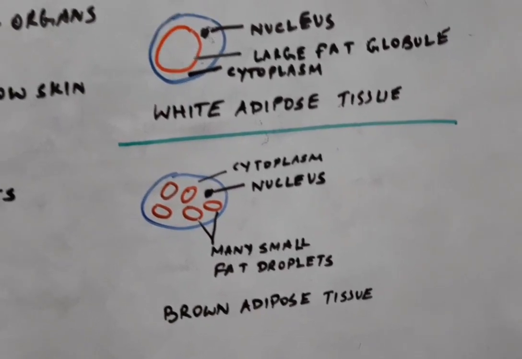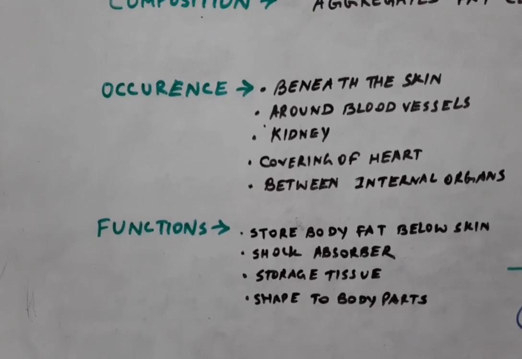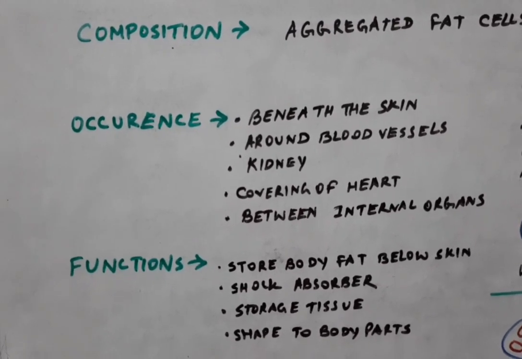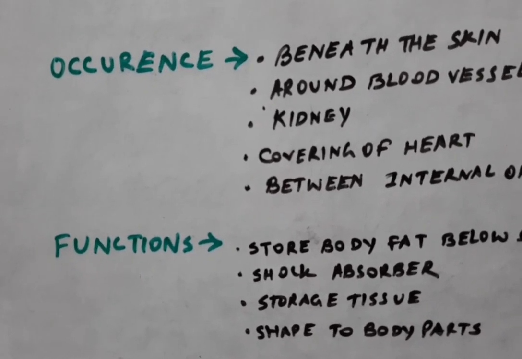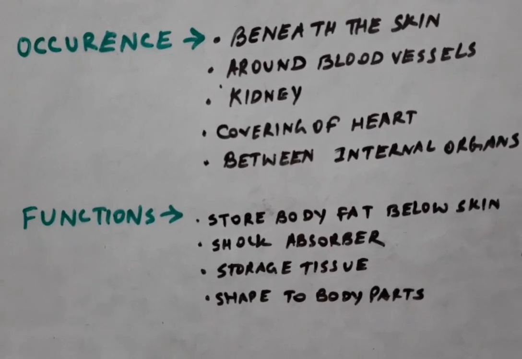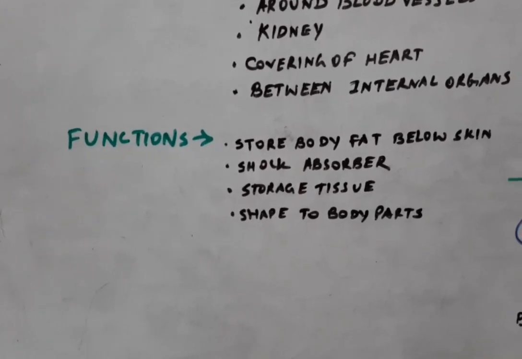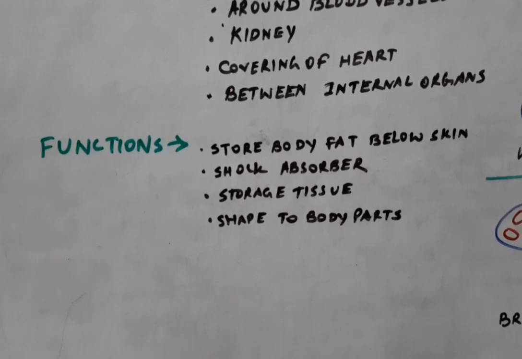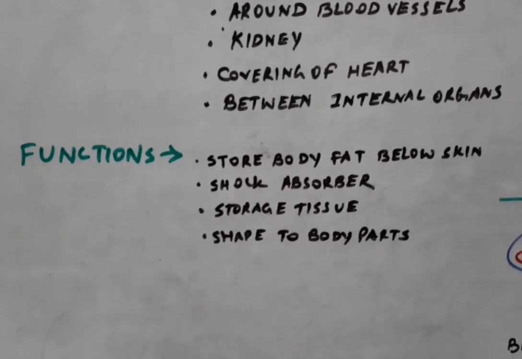Now, where are these adipose tissues present? They are present beneath our skin, around the blood vessels and around the kidney. They are found in the covering of the heart and in between internal organs. Now, what are the functions of this adipose tissue? They store fat or body fat below the skin and act as insulator. They also help in controlling the body temperature.